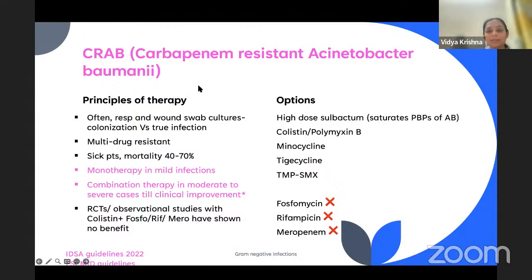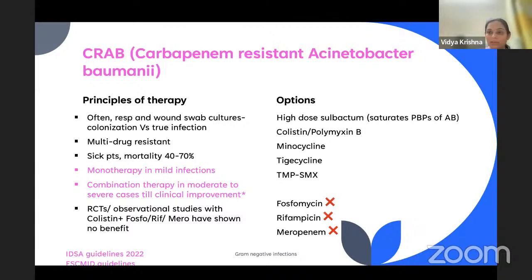So a carbapenem resistant Acinetobacter, the principles of therapy again. So Acinetobacter baumannii itself, it's not a very virulent bug like Pseudomonas. Pseudomonas is a very virulent bug, but Acinetobacter is not. So most of the times you will pick it up on a respiratory culture or a wound swab culture. So very, very important that you have to really make sure that it is a true infection and not a colonization. That's very important before you start treating all your Acinetobacter baumannii.